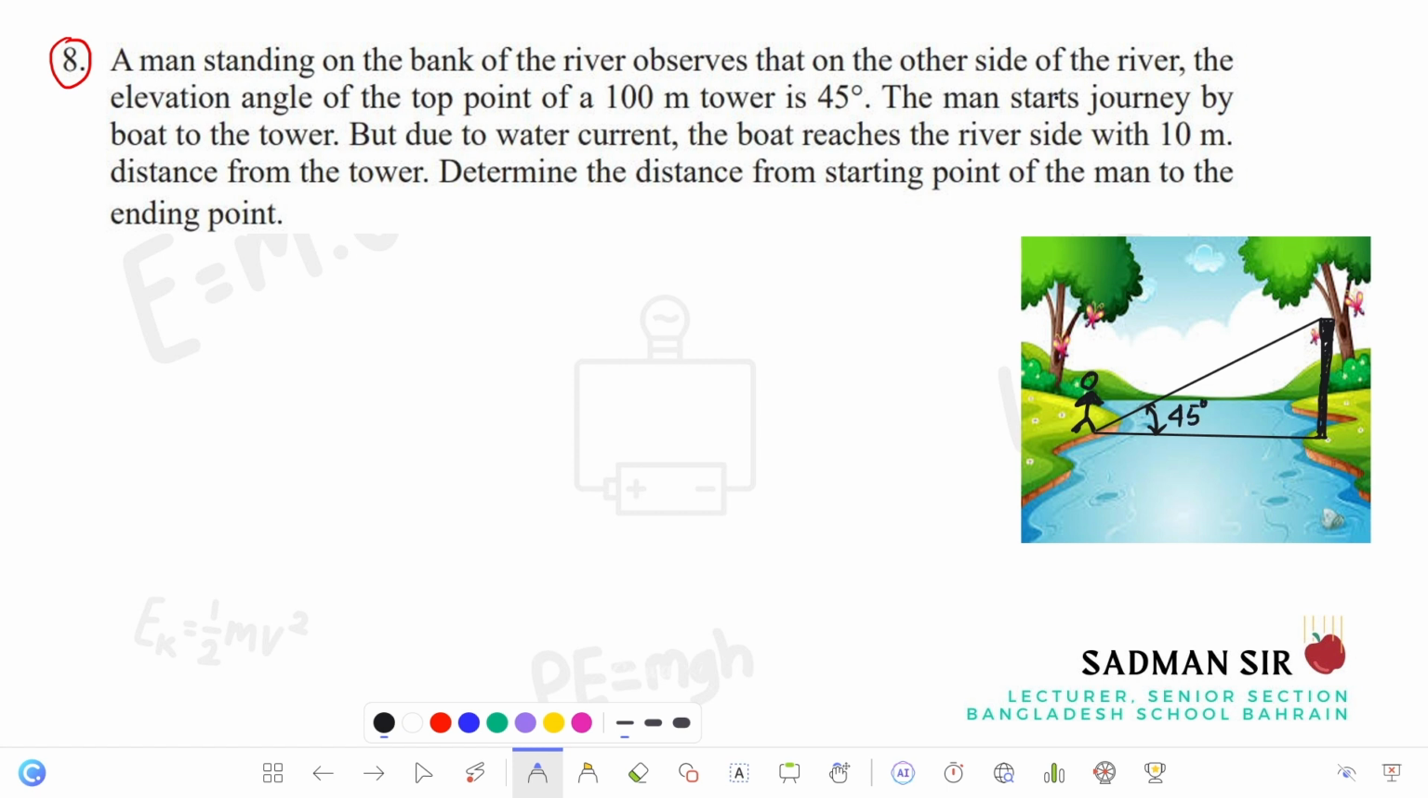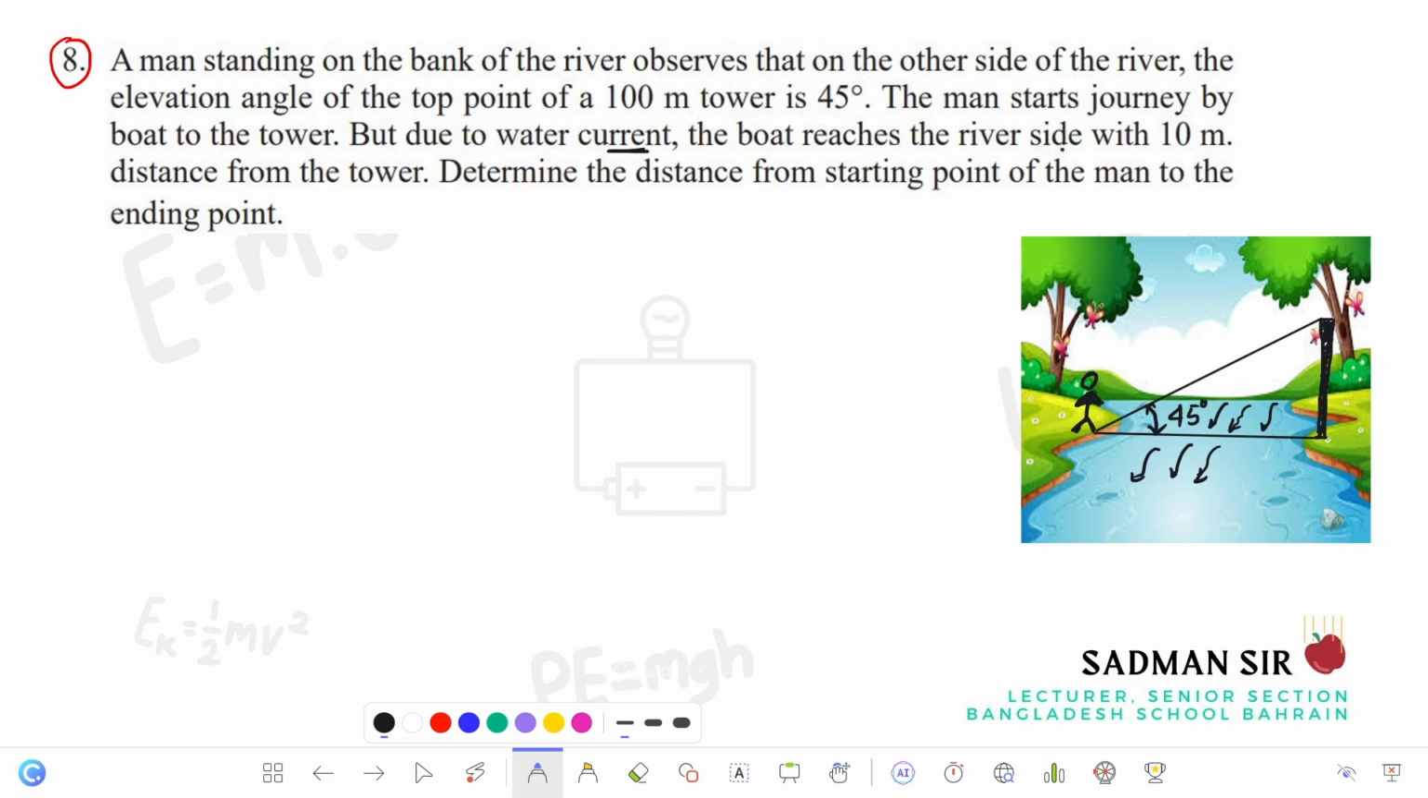Good. The man starts a journey by boat across the river. Oh, sorry, a boat to the tower. So let us say there is a boat here, and by boat he wants to go to the tower. But due to water current, don't think that this is electricity current. This water current means the flow of water. You can see that water is flowing. Let us say it is flowing in this direction, right? Water is flowing in this direction.